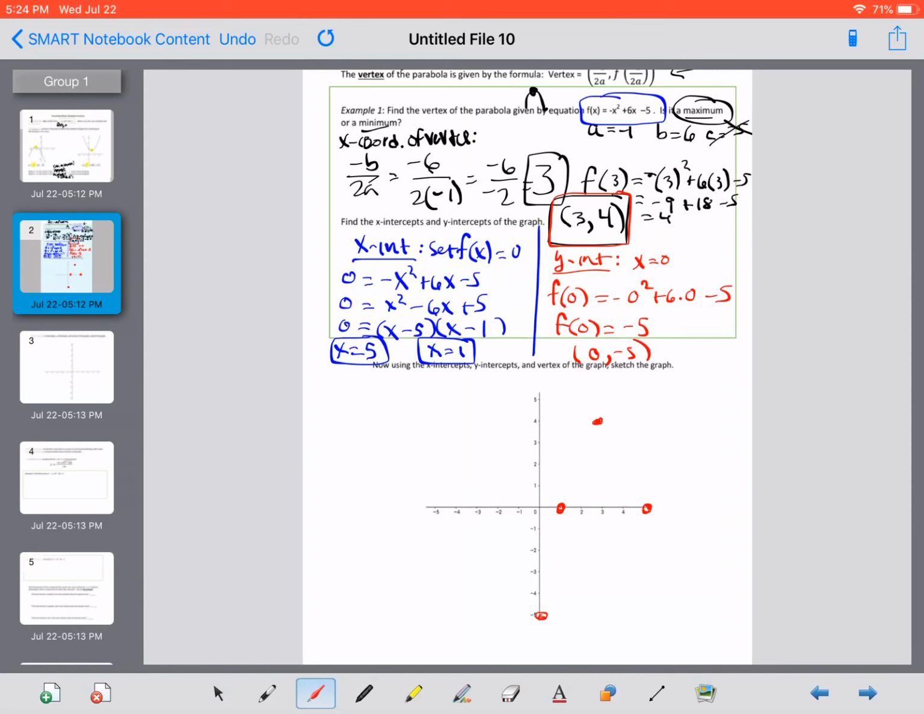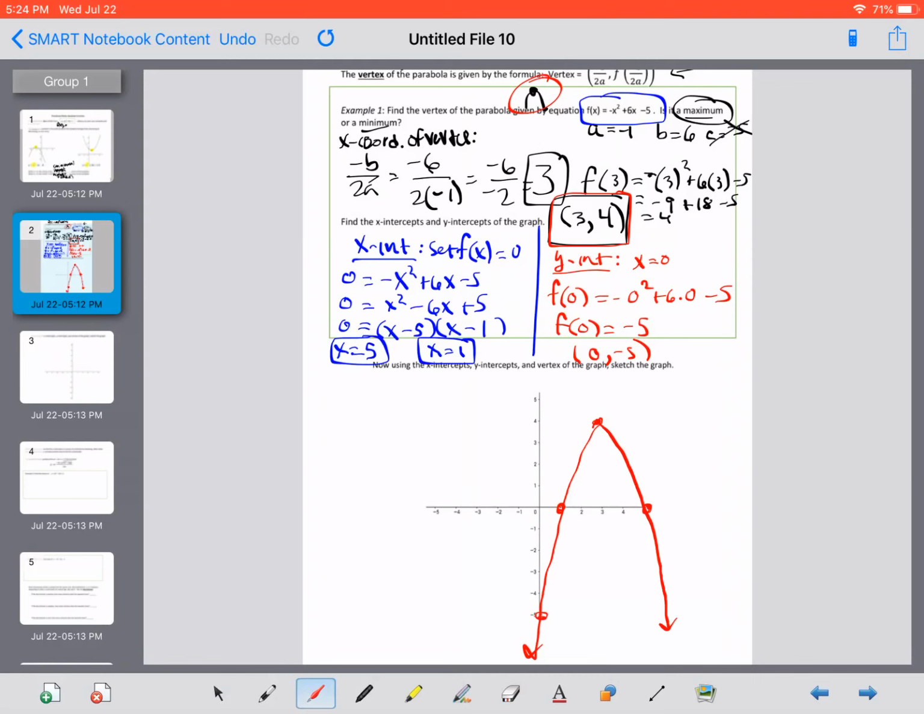And I know that the shape of the graph is sort of n-shaped. We had said that before, which means I can fill this in and I get a graph that looks something like this. Alright. So knowing the vertex of your graph and the x and y intercepts of your graph is often enough to sketch the graph of a quadratic equation.